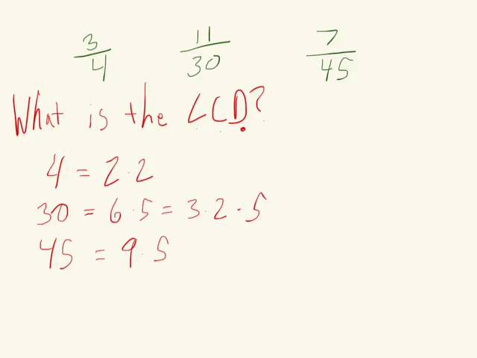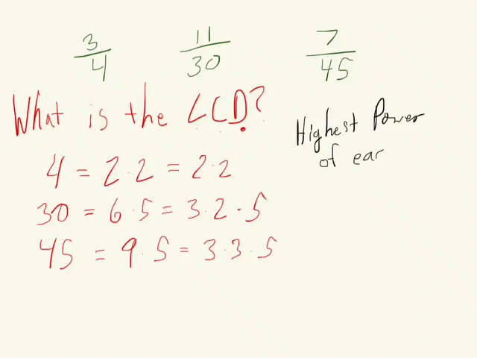45 is 9 times 5. And this breaks down to 3 times 3, which is 9, times 5. So let me just pull this over so they're all by each other. So now I'm going to have to ask myself, what is the highest power of each number?